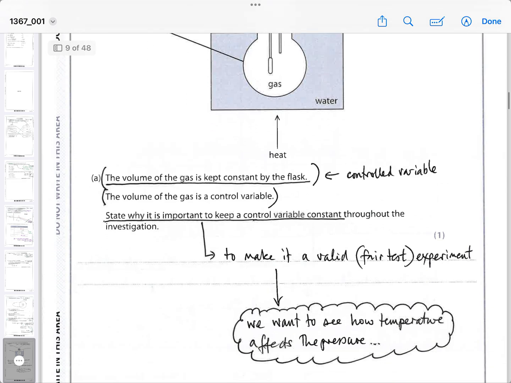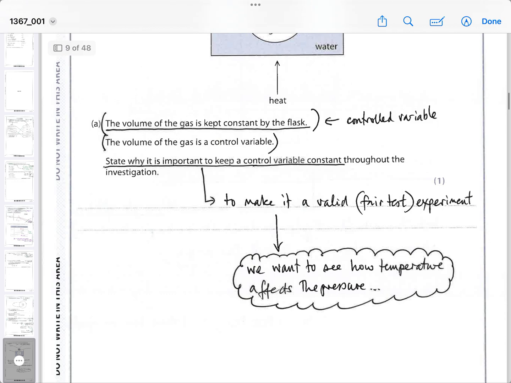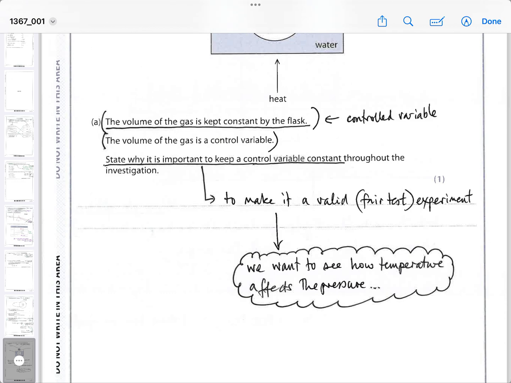So the volume of the gas is kept constant. That's the control variable. The volume of the gas is a controlled variable. They've told you that. So I had already written it out before I read the next sentence. It then says, state why it is important to keep a controlled variable constant throughout the investigation. It's there to make it a valid experiment.